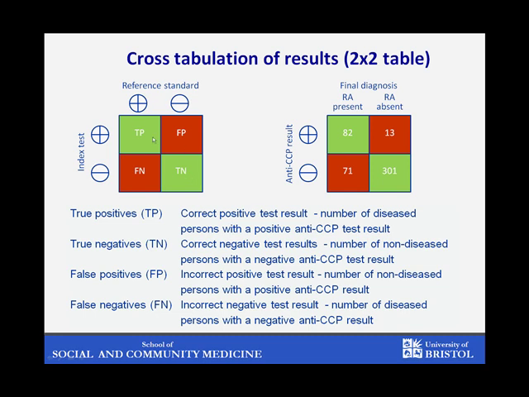In other words, true positives are patients where the index test said they had rheumatoid arthritis, and this was confirmed by the reference standard. Similarly, true negatives are patients who the index test said were normal or did not have rheumatoid arthritis, and again confirmed by the gold standard. However, false positives are patients who the test suggested may have the condition of interest, yet the gold standard or reference standard did not. And similarly, false negatives are patients that the index test thought did not have the condition of interest, but the gold standard said they did.